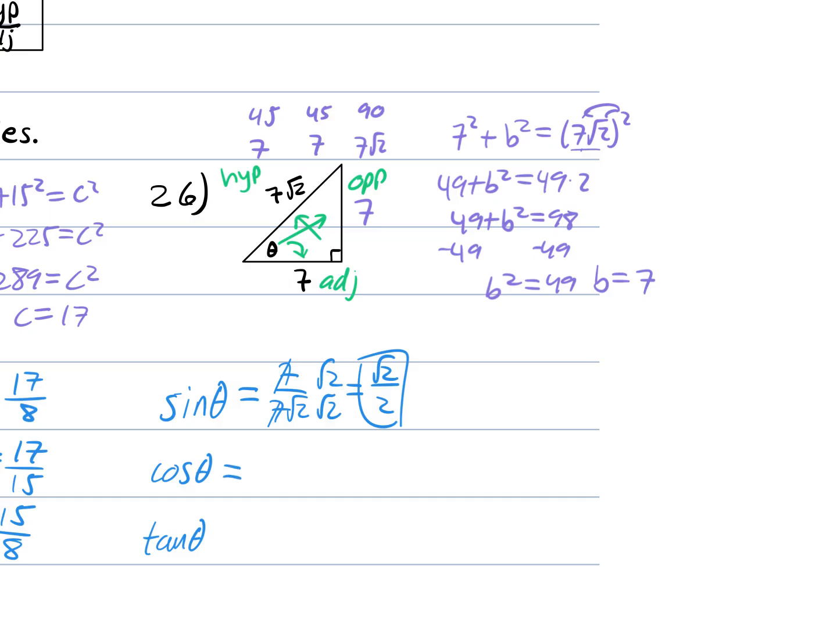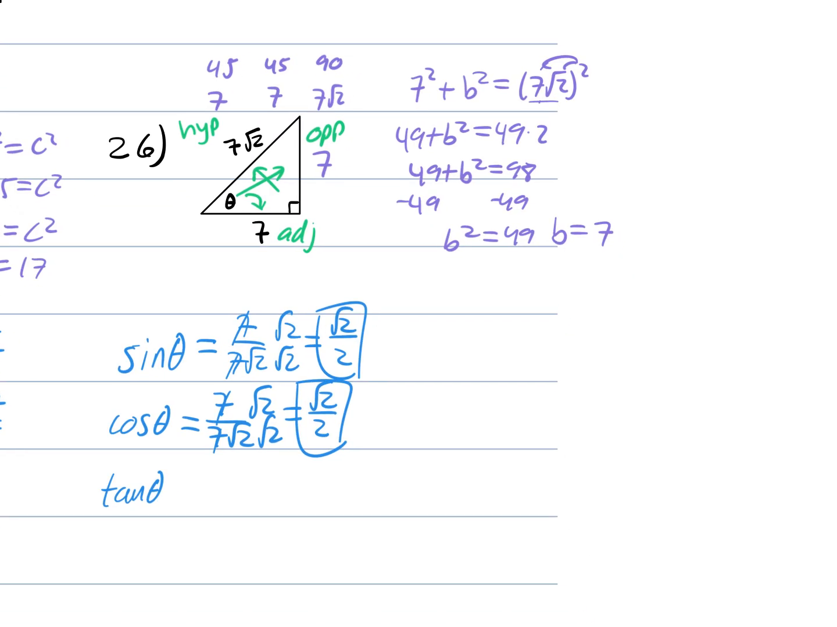Right, for cosine, same thing, right? My adjacent is 7, my hypotenuse is 7 square root of 2. Again, cancel out your 7's, but you still need to rationalize. So then you get square root of 2 over 2 also as an answer for cosine. Now with tangent, that's opposite over adjacent. My opposite is 7. Adjacent is 7, that just gets you 1.